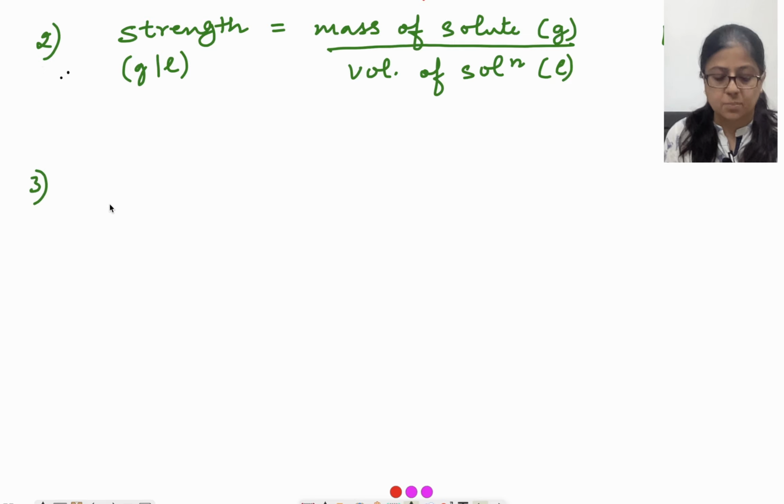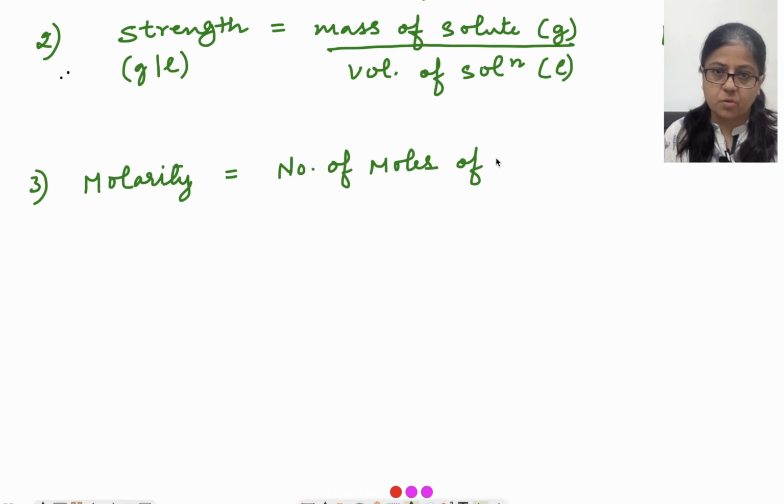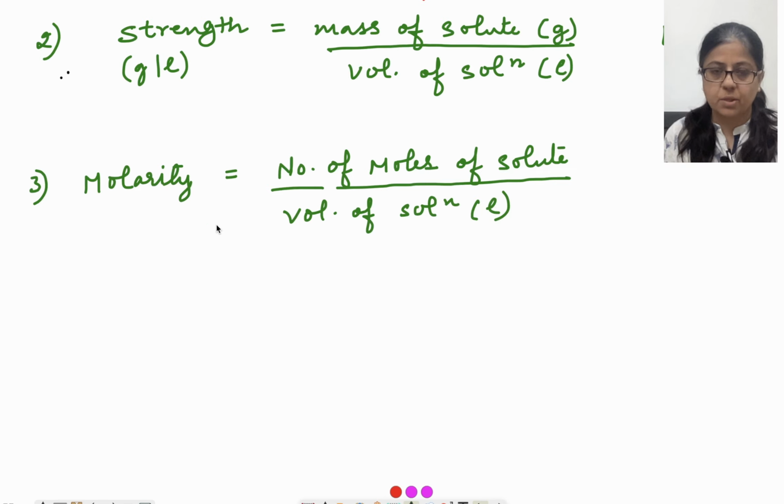Let us discuss the third term. The third term is molarity. So how can we express the term molarity? Molarity is equal to the number of moles of solute divided by the volume of the solution in liters. So the number of moles of solute divided by the volume of the solution in liters is called molarity. So how will you make the moles of solute?